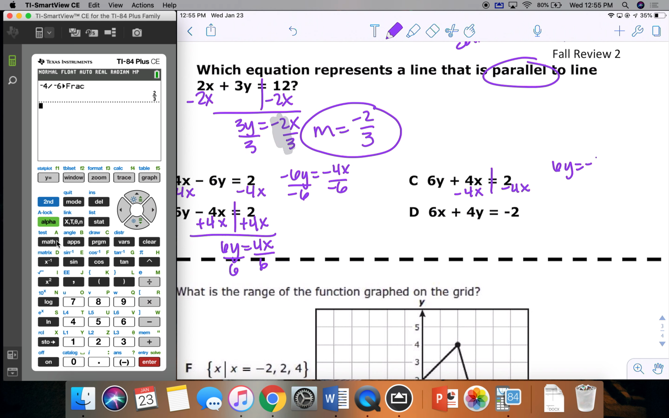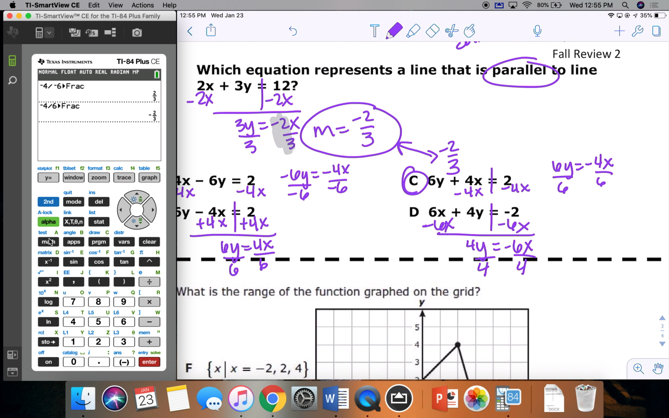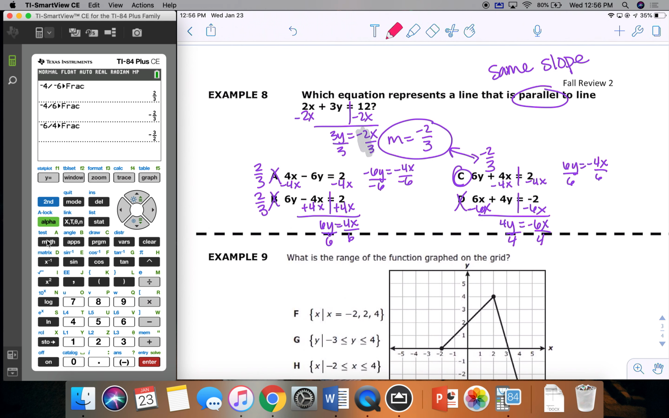C, I move x. So 6y equals -4x, divided by 6. So -4 divided by 6, math, enter, is -2/3, which matches the same slope. And if I wanted to double check answer choice D, -6 divided by 4, math, enter, and I get 3/2, which is not what I'm needing. So C is my answer. I know this looks like a lot of work, but I'm trying to save you some time in telling you that all you really have to look at is this slope.